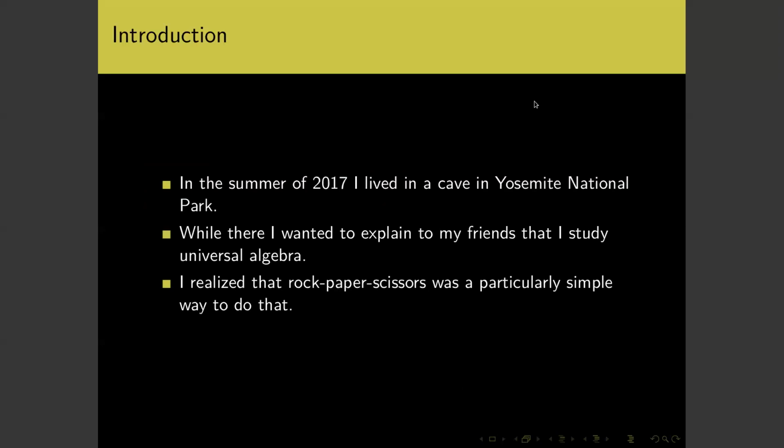I always like to start talks on this by saying that in the summer of 2017, I lived in a cave in Yosemite National Park for about a month. While I was there, I wanted to explain to my friends that I study universal algebra, which can be challenging when your friends aren't necessarily math people. And so I realized that rock, paper, scissors was a particularly simple way to do that.